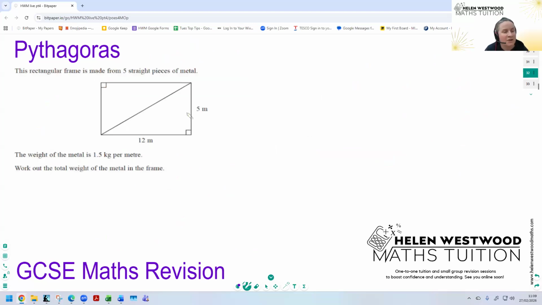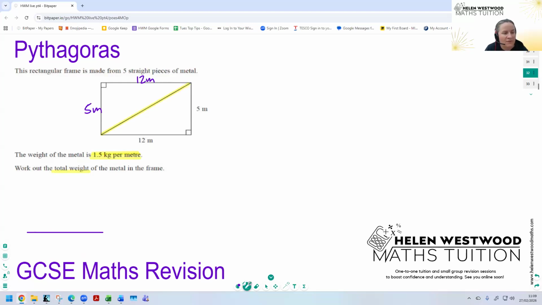So here we've got a rectangular frame made from 5 straight pieces of metal, the 4 edges of the rectangle and the diagonal across the middle. We're told the weight of the metal is 1.5 kilograms per metre. And what we want to work out is the total weight of the frame. So we know we've got a 12-metre side and a 5-metre side, but what we need to work out first of all is the length of the diagonal, okay?